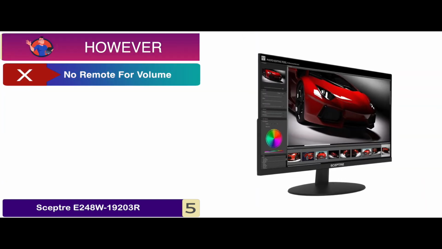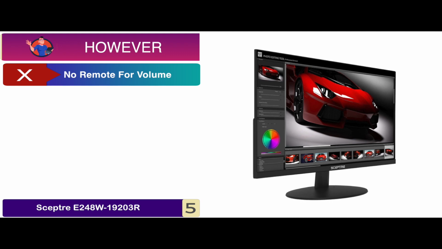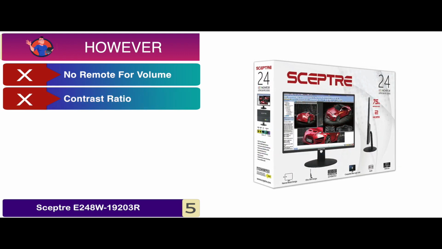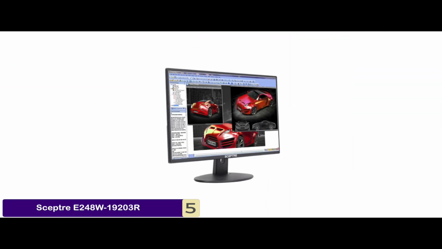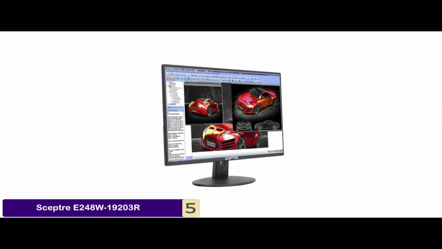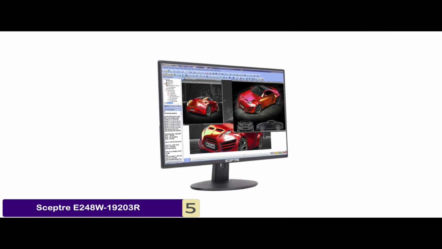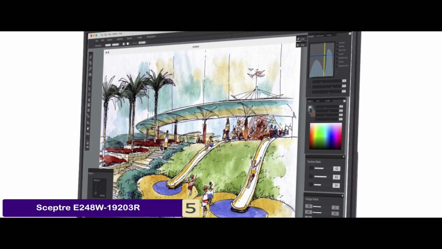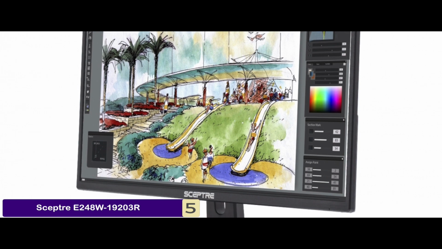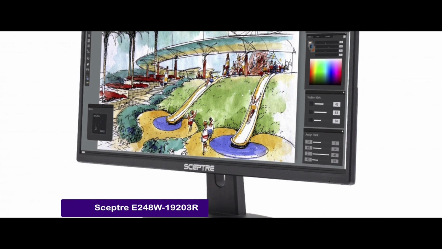However, it doesn't come with a remote for volume settings, and some buyers found that the contrast ratio could be improved. The bottom line is, it has a refresh rate of 75 Hz, which provides high resolution. It incorporates security lock for monitor safety, and it has high audio quality from inbuilt speakers.